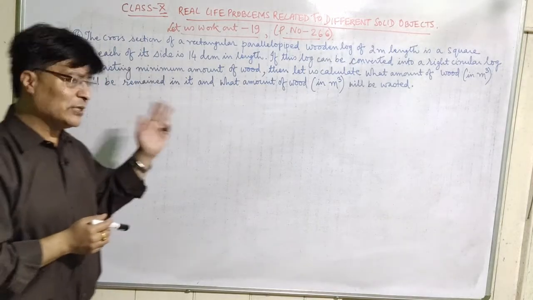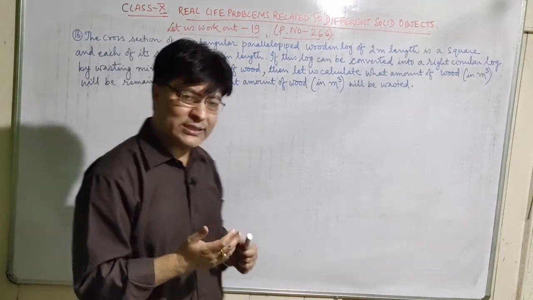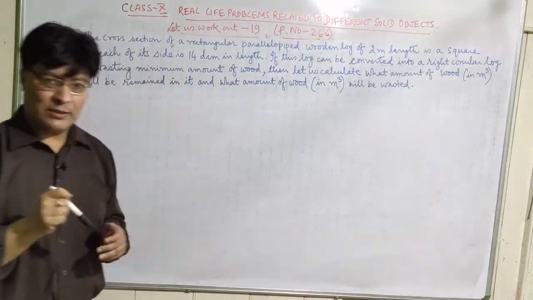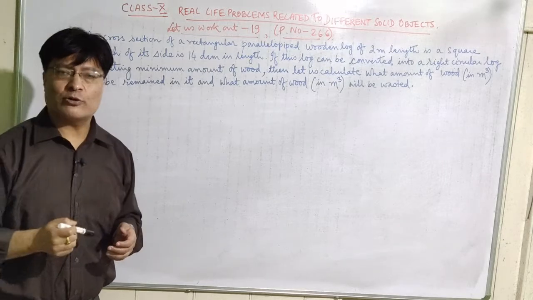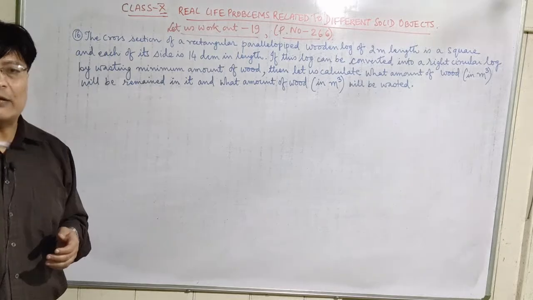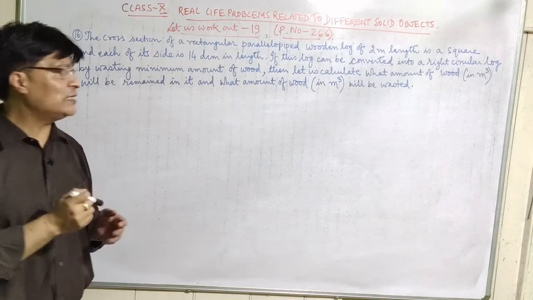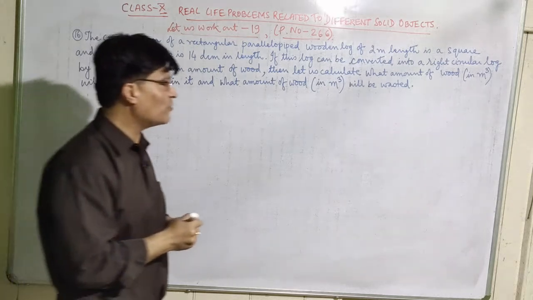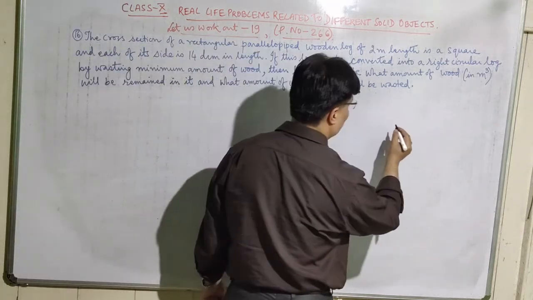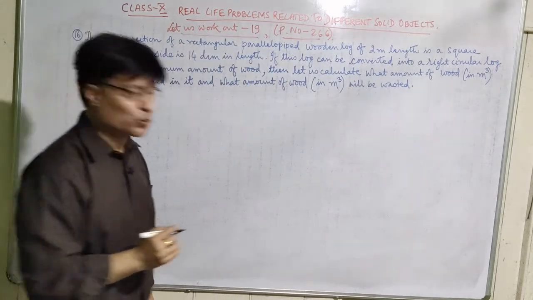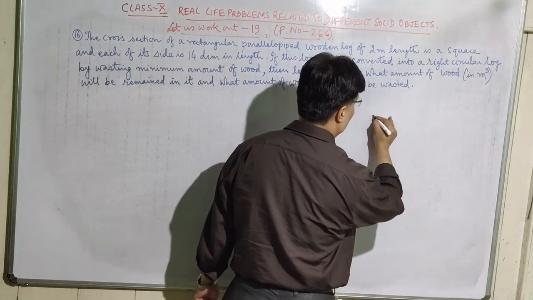Okay, so it is said that by wasting minimum quantity of wood a right circular log of wood is made. So what will be the volume of that right circular log of wood and what will be the amount of the wood that will be wasted? You have to find it in terms of meter cube. Is that clear? So let us draw the figure here. Let us draw a rectangular parallelepiped whose cross section is a square, right?